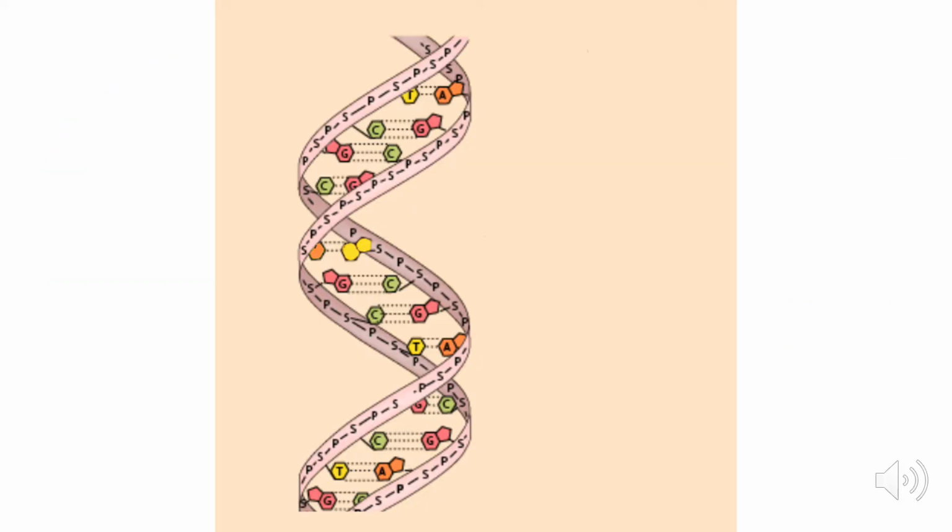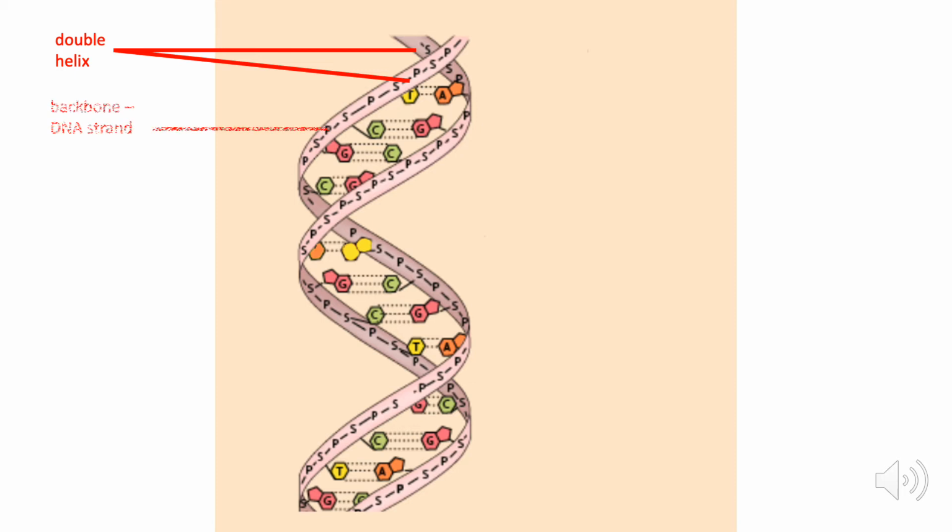To understand how the genetic code works, we need to know about the structure of a DNA molecule. DNA has two interconnected helices held together by weak chemical bonds. It is called a double helix. The outside of the molecule is called the backbone. It is made up of many sugar phosphate groups held together by strong chemical bonds. We call the backbone of the DNA molecule strands.